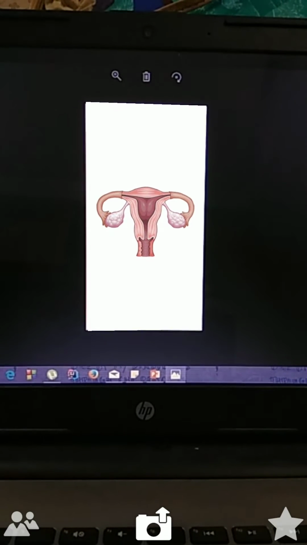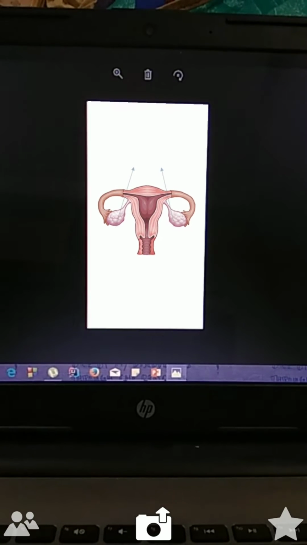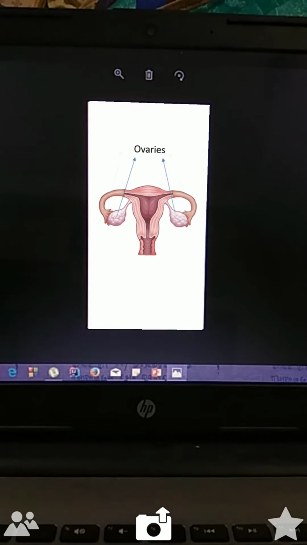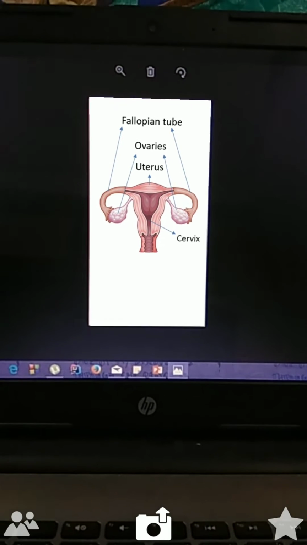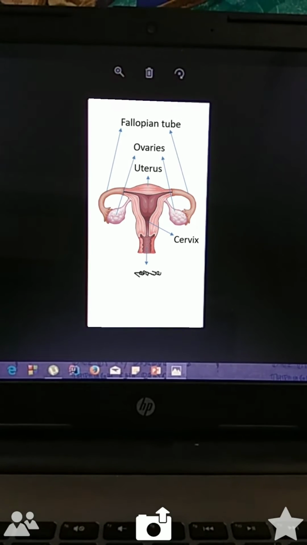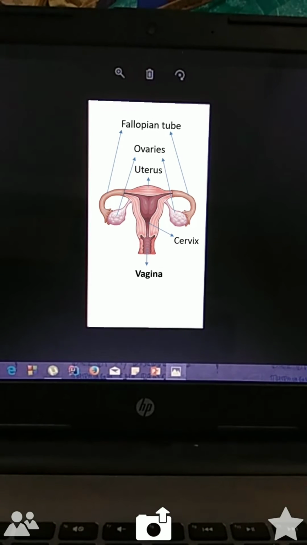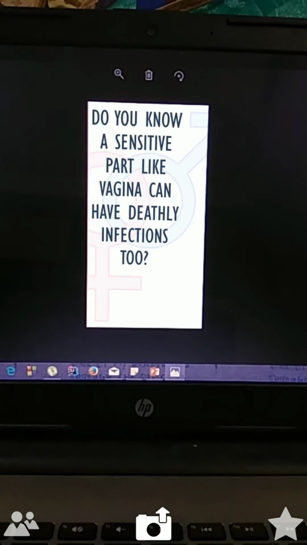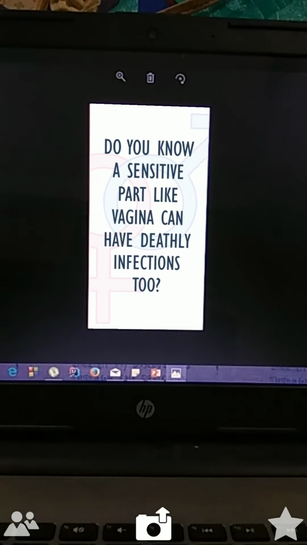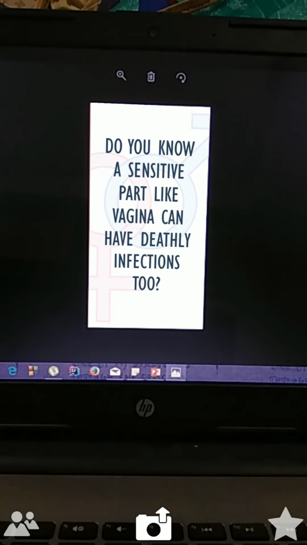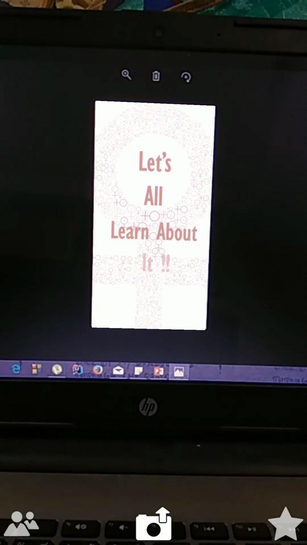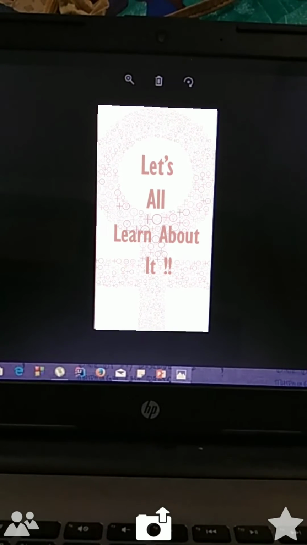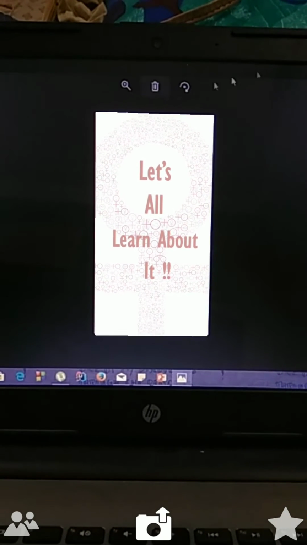This is the diagram of the female reproductive system, consisting of several parts such as the ovaries, the fallopian tube, the uterus, the cervix, and the vagina. Did you know that a sensitive part like the vagina can have deadly infections that can eventually lead to cancer? Let's all learn about it. So, this is the intro demo. We can see another one.